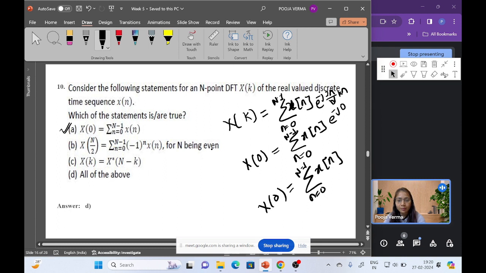And similarly X of N by 2, where N is even. So let's take any value, the 4-point DFT or 8-point DFT. If we consider the 8-point DFT where N is even, so N will be 8 only, and that will be 8 by 2. So the sum over n equals 0 to N minus 1 of minus 1 to the power n x of n.